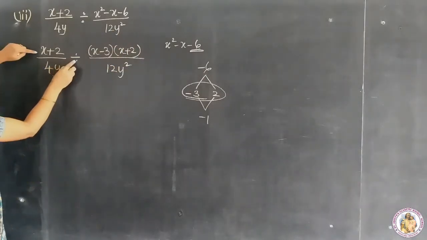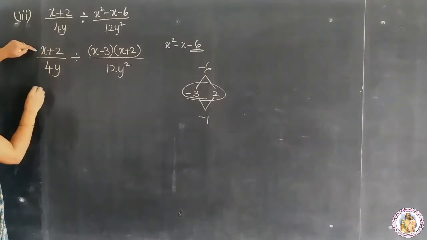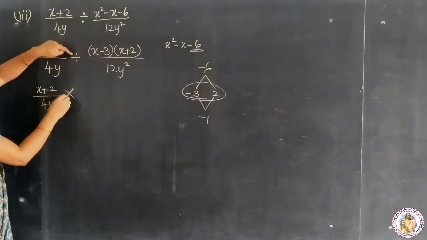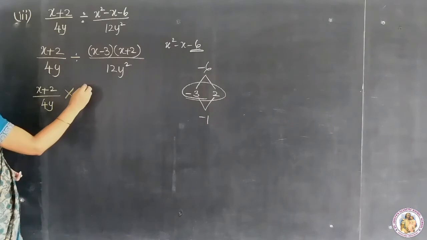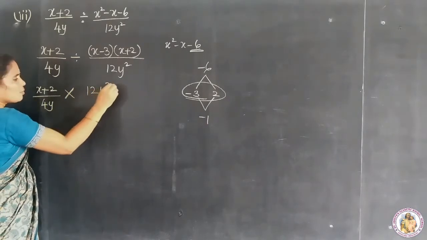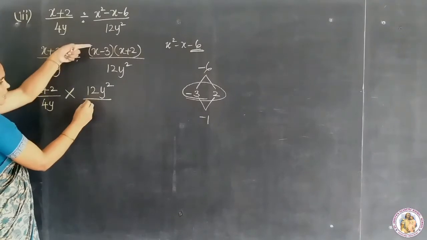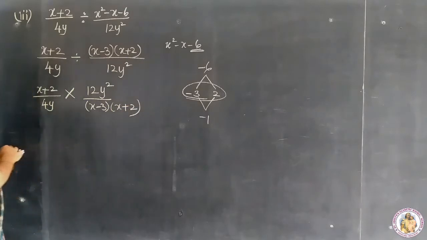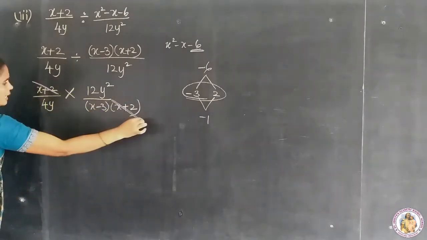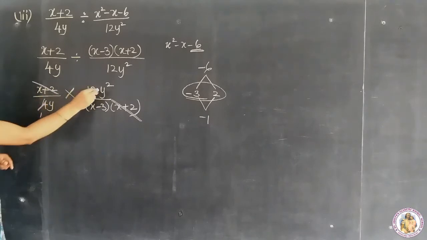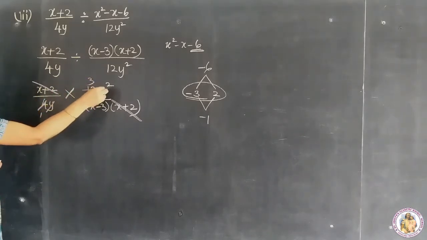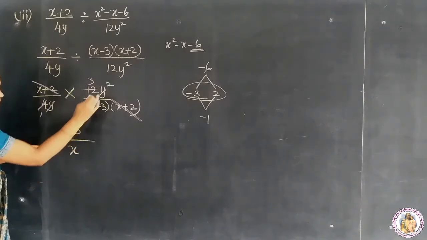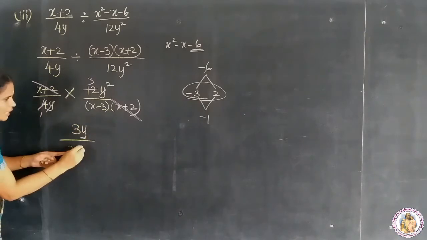Now here we have the division symbol converted into multiplication. So (x plus 2) divided by 4y, divide as multiplication and write the denominator as numerator and numerator as denominator. So 12y square, and below that (x minus 3) (x plus 2). Okay, and here x plus 2 cancel. We have 4 3s are 12, and y square by y gives y. And then 3 divided by 3, and here we have 1, 3y over (x minus 3).